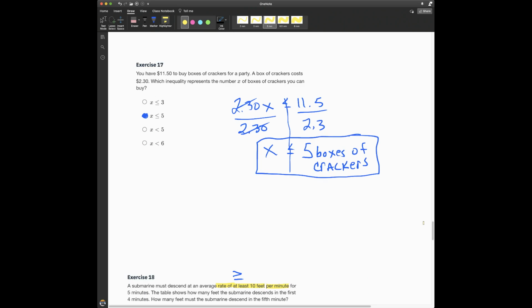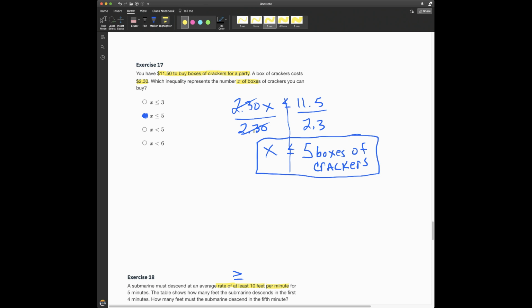All right, number 17. You've got $11.50 to buy boxes of crackers, and this is how much a box of crackers costs. You want to know how many boxes you can buy. So $2.30 times x, the number of boxes, has to be less than or equal to the amount of money you have, which is $11.50, which I write as 11.5.